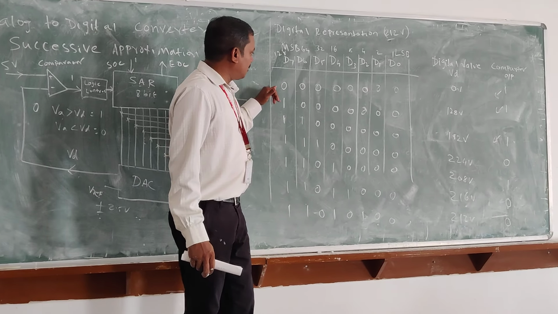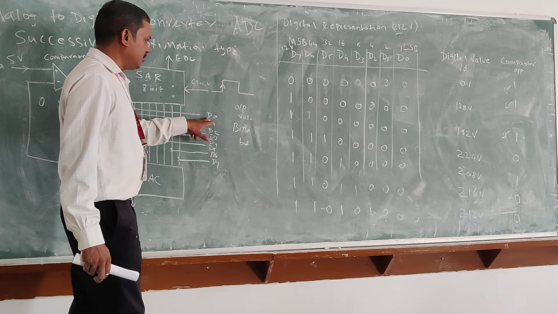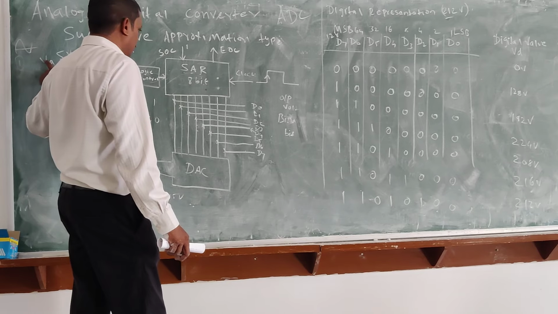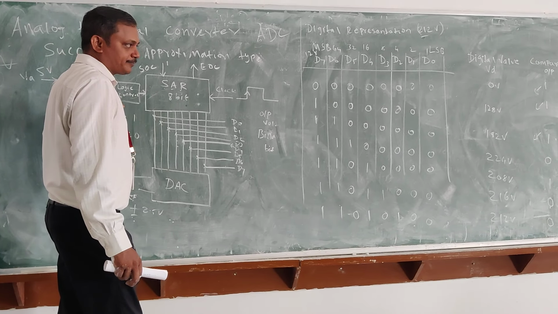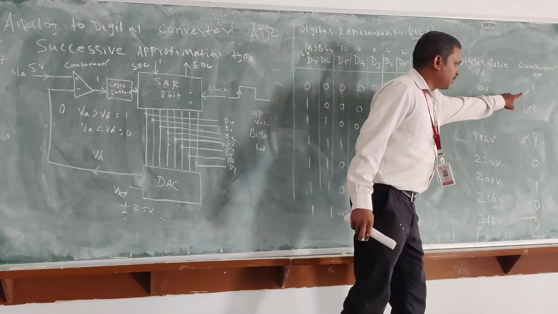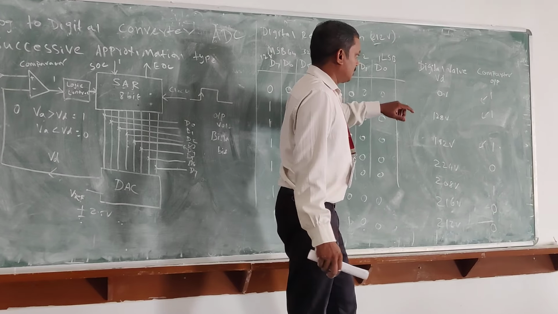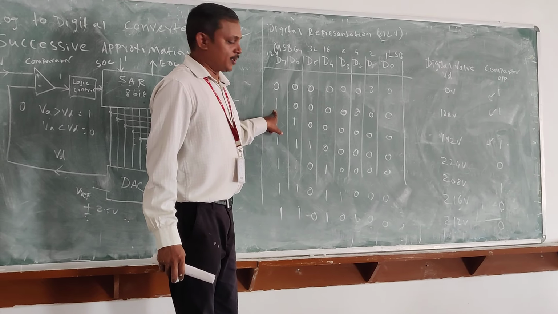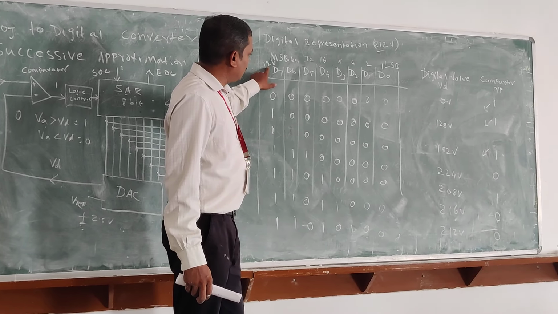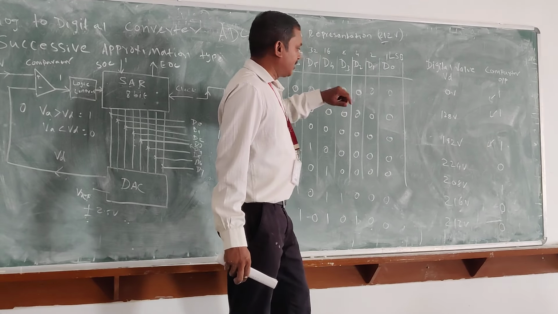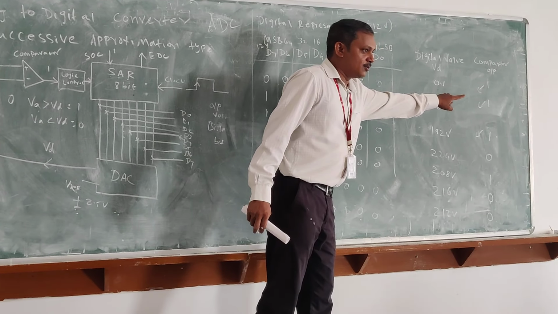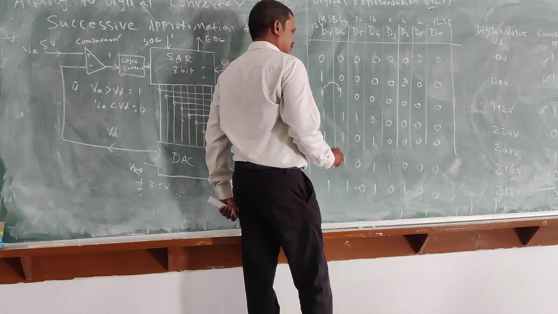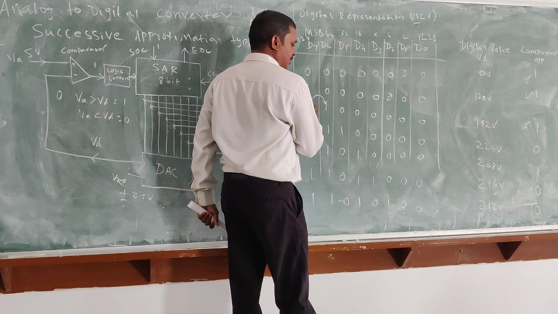For example, in the first condition D0, I am getting 0. Here 0 means I am applying reference voltage 0. Whatever signal you are getting, the output will be 1. So the output of the comparator will be 1. This comparator output is fed to the MSB. Then we take the value 128 volts. Next, the last comparator bit is 1, that will be added, so it will be shifted.